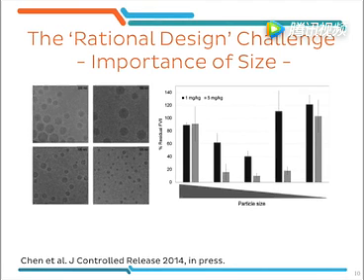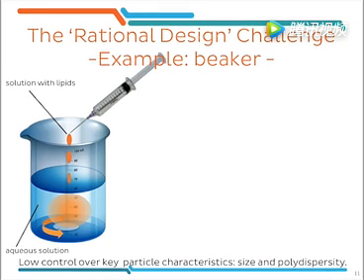Now, going back to the challenge question, where is the problem with rational design and making nanoparticles? In fact, looking at our current nanoparticle formulation techniques, and this includes nanoprecipitation, we have very little control over the resulting particle size and size distributions in our formulations. I like to use the beaker method as an example to illustrate this a bit more.